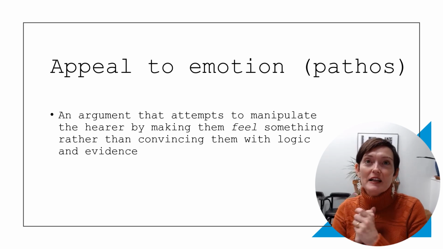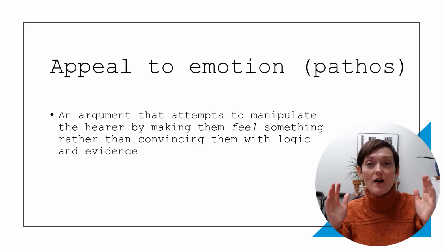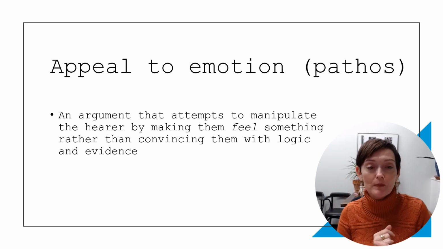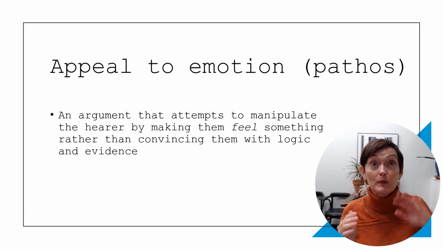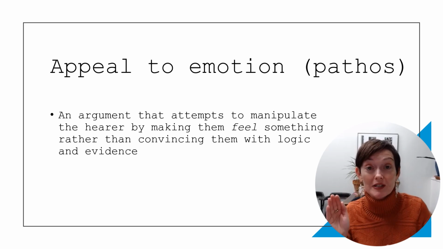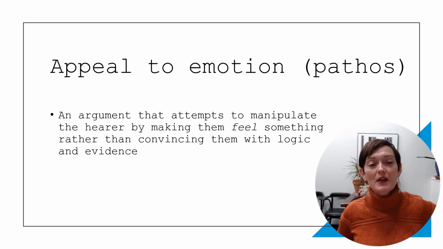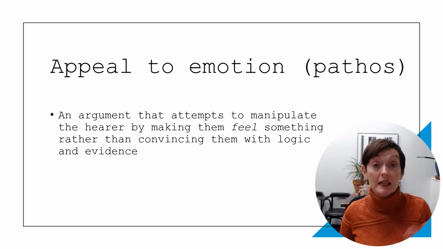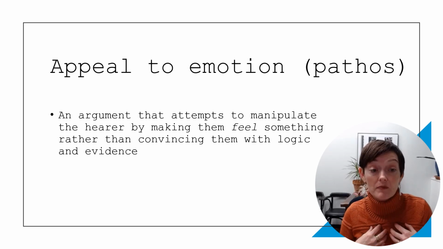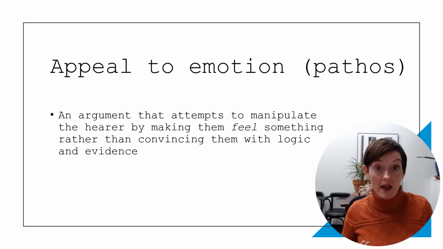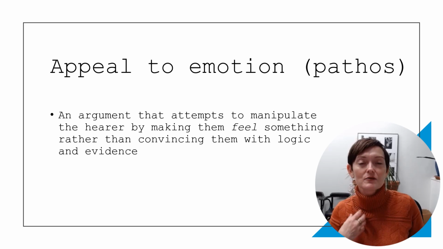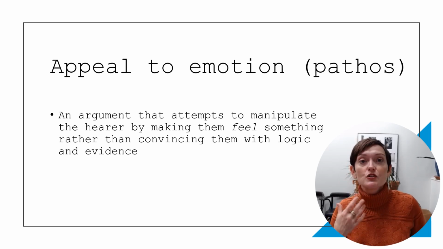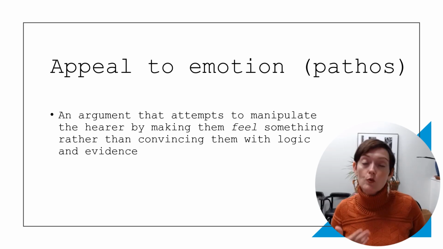Okay, the next term that's not on the list of the 10 commandments of rational debate that I also want you to know. Last was appeal to authority. Next is appeal to emotion. So if appeal to authority is ethos, appeal to emotion is pathos, if you're thinking back to your high school lectures. So appeal to emotion is an argument that attempts to manipulate the hearer, the listener, by making them feel something rather than by convincing them with logic and evidence. So it might be persuasive to make you feel something, but it's not sound logic, it's not sound critical thinking to convince someone based only on emotion rather than logic and evidence.